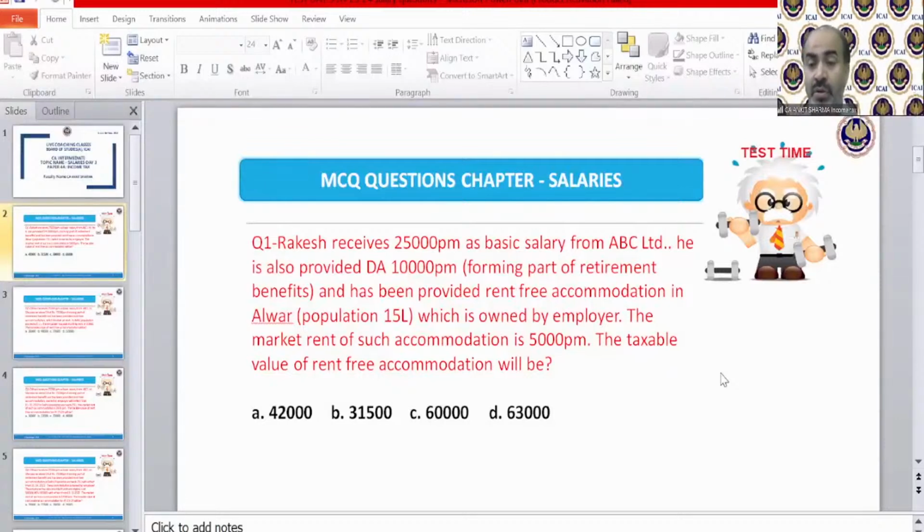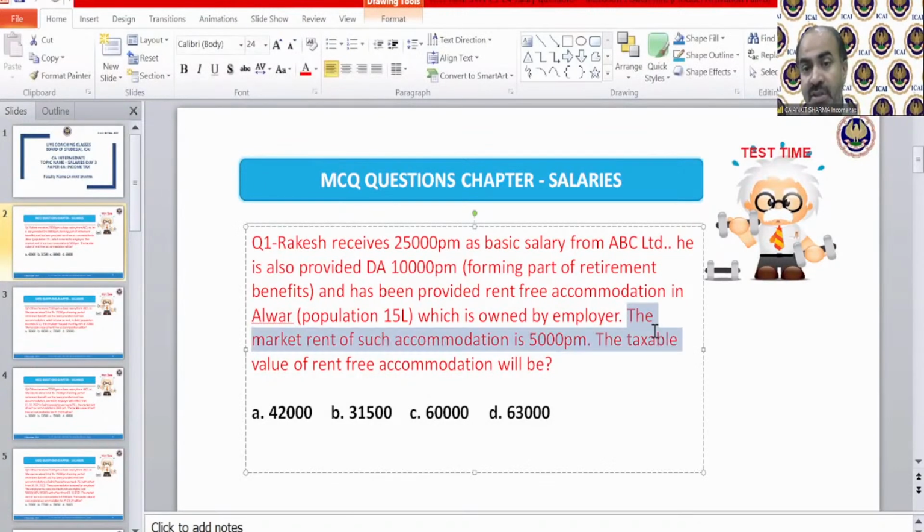So in this case, to confuse you, the market rent of such accommodation is given as 5,000. You might start solving this question assuming that the house is on rent with the employer. But no, because rent paid is not given. So we will solve it as a house owned by the employer. And when the house is owned by the employer, we need to find the population. The population is 15 lakh, so we will apply 10% of salary. Now you should start solving the question.